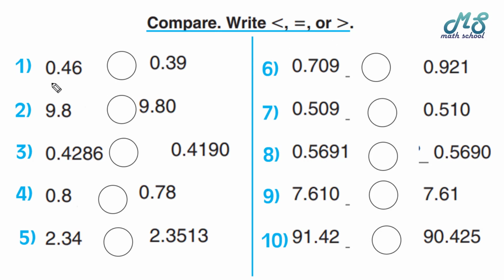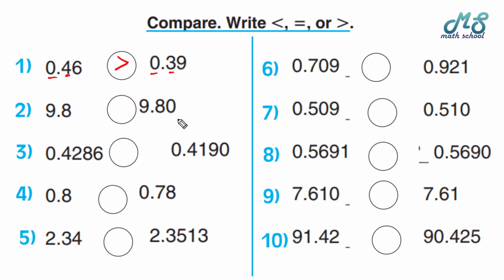To compare between the two numbers 0.46 and 0.39, first equate the decimal places: two decimal places, two decimal places. Start to compare between the two numbers from left to right. 0, 0, they are the same. 4 and 3. 4 is greater than 3. So the left hand side is greater than the right hand side.